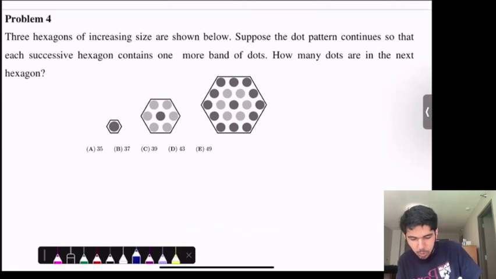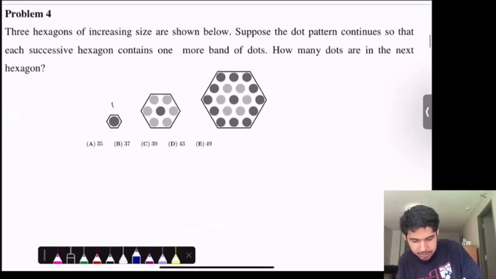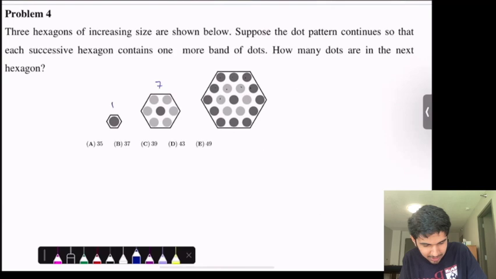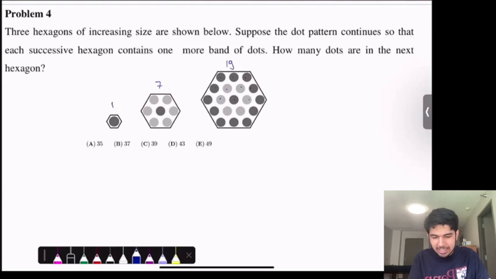So the first hexagon has 1 dot, the second one has 7 in it, and this third one has 1, 2, 3, 4, 5, 6, 7, 8, 9, 10, 11, 12. I think it has 19 in it. Looking at that, I don't really see an immediate pattern, so I will not worry about that idea. So then maybe we can generate this new hexagon, just try to draw it, perhaps. We can do that really easily because we know how to create the next hexagon. We just have to create a new band around this hexagon right here. So let's do that.